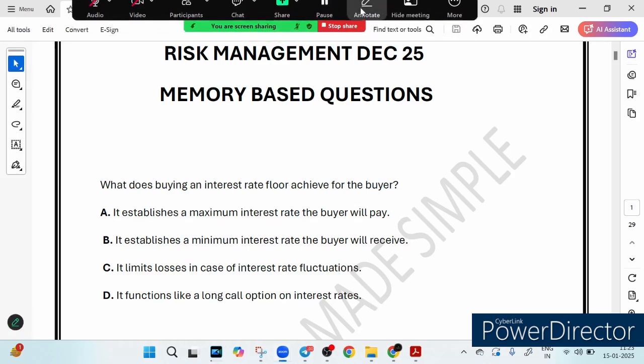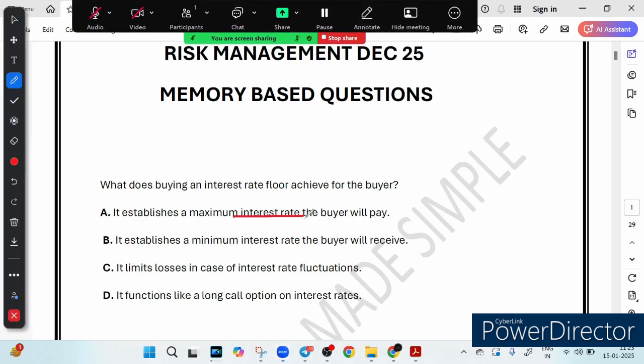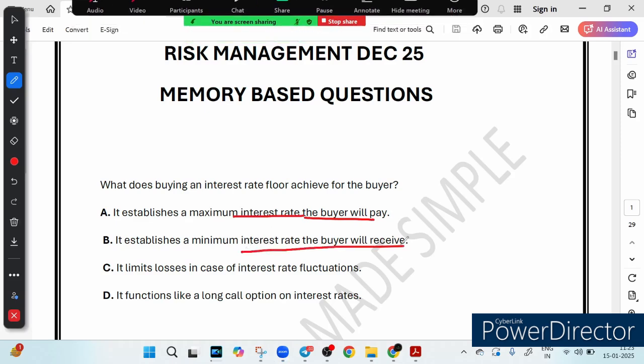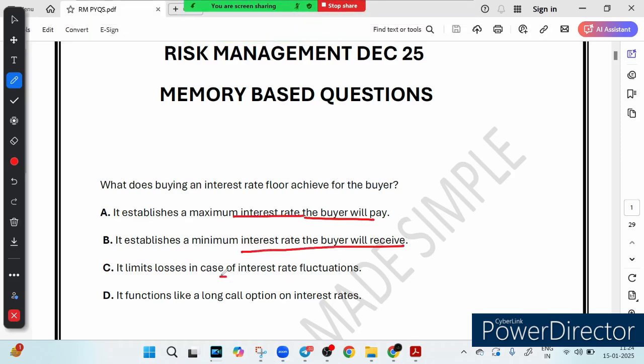Option A says that it establishes a maximum interest rate the buyer will pay. Option B says that it establishes a minimum interest rate that the buyer will receive. Option C says that it limits losses in case of interest rate fluctuation. Option D says that it functions like a long call option on interest rate. So what do you think is correct? The correct answer is option B, that is, establishes a minimum interest rate that the buyer will receive.